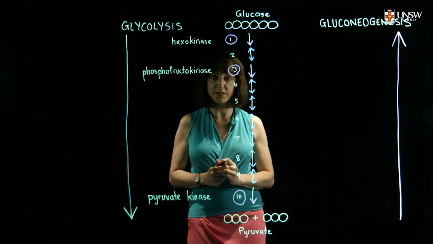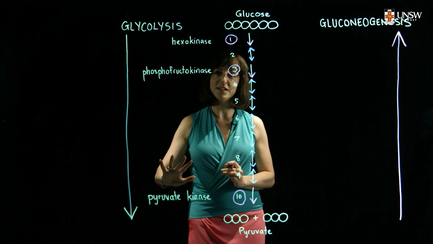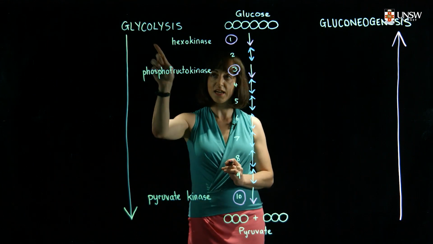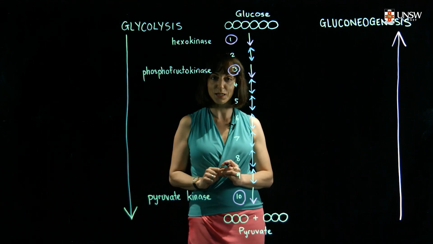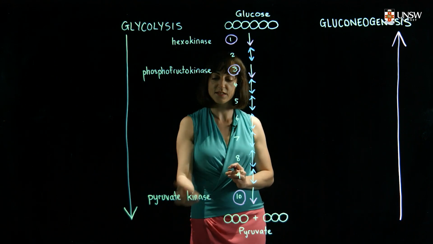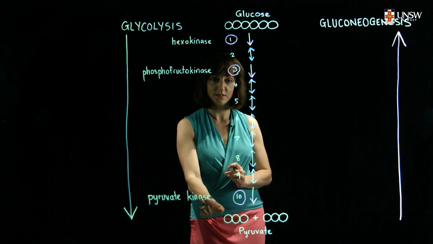So now we're going to take a closer look at the individual bypasses 1, 2, and 3 in the process of gluconeogenesis. On the left-hand side, I've written up the equivalent enzymes that catalyze the reactions in glycolysis at those particular bypasses. They include hexokinase, phosphofructokinase, and pyruvate kinase.